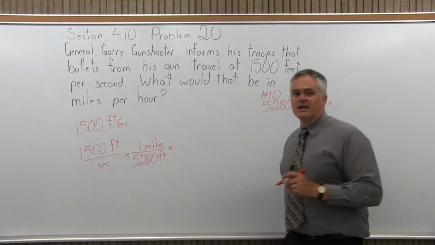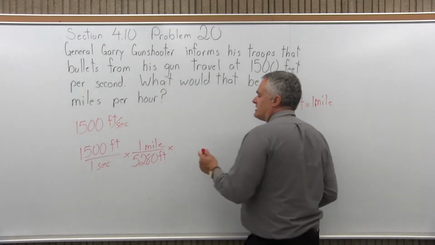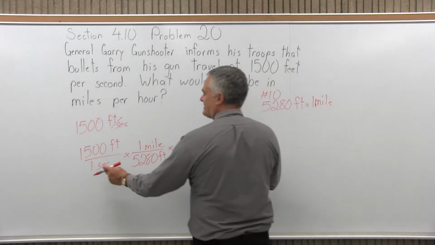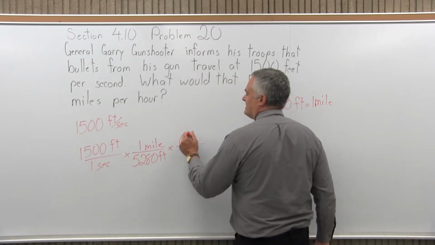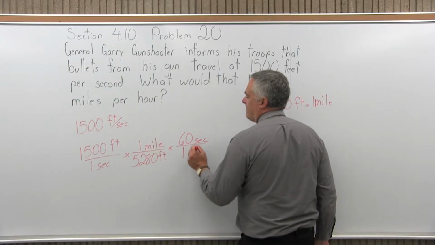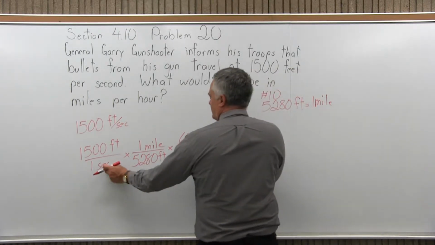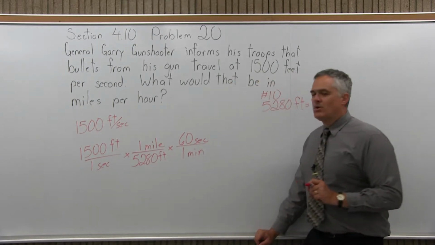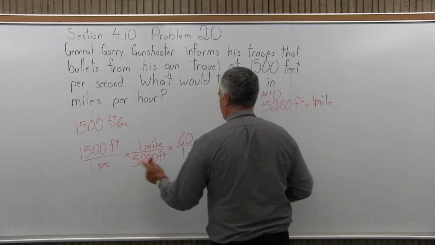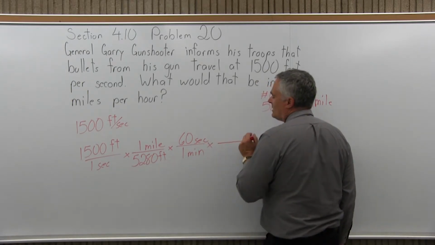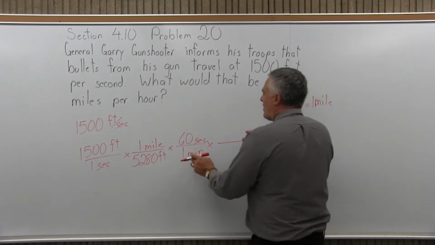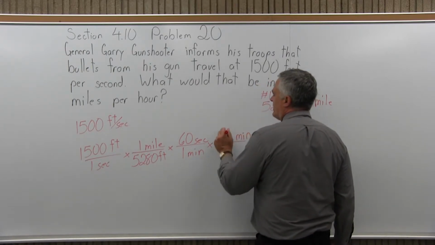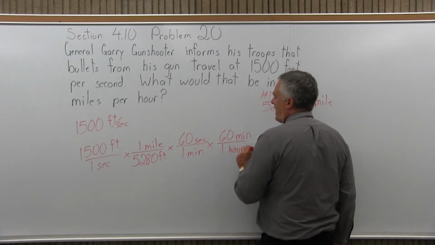I know there's 60 seconds in a minute. That didn't come up in a previous problem, but it's given knowledge. Now, what goes in the numerator and what goes in the denominator? I want the seconds to cancel, and they're already in the denominator, so I'll put 60 seconds over 1 minute. Now the seconds cancel, and after I cancel the feet, I'll be in miles per minute. But I want miles per hour. I know there's 60 minutes in an hour. I want minutes to cancel and hours to show up. Minutes are already in the denominator, so I want them in the numerator: 60 minutes is the same as 1 hour.